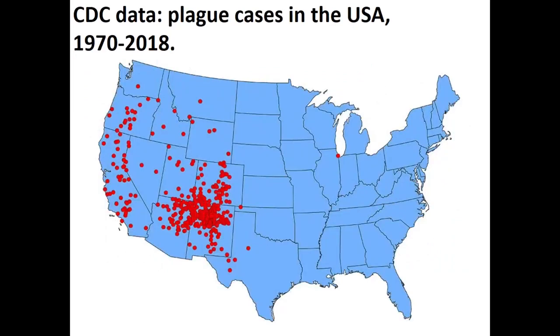Here's a map of plague cases in the USA between 1970 and 2018. And as you can see, most of them are clustered around regions that are semi-arid, not necessarily desert or wet areas. So this again links back to that idea that we might be able to map the incidence of infectious disease against environmental conditions where the host animals might survive, but also where the bacteria might be able to survive.